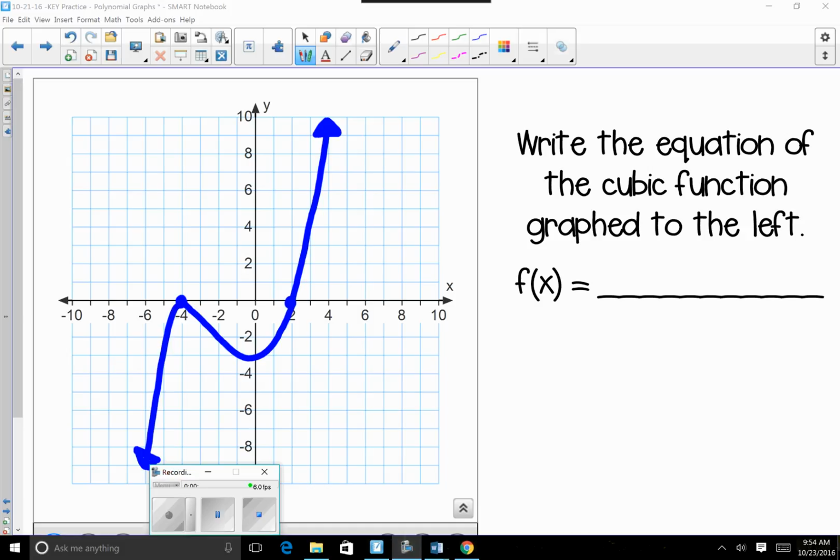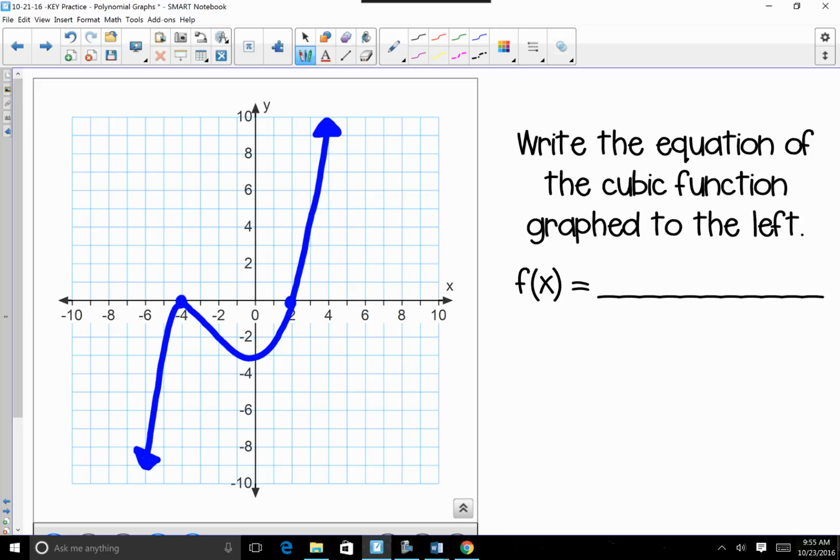Hey guys, so I want you to check this problem out right here. It says write the equation of the cubic function graph to the left. I'm asking you basically to go backwards from what we've been doing in class. We've been giving you a function and then giving you the factored form of that function, and you've been using the degree and the leading coefficient to actually graph that given function. So now we're giving you the graph and seeing if you can go backwards.